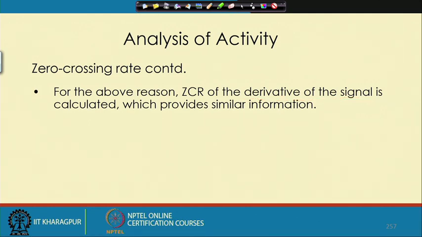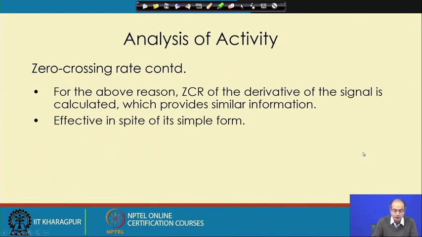Okay. So, that gives the rationale for why we can take the derivative of the signal to compute the zero crossing rate, and still get something which is useful. Now, one of the key attractions of the zero crossing rate is that it is very simple, but it gives us some idea or notion of the frequency of the signal. So, that is why it is so attractive.